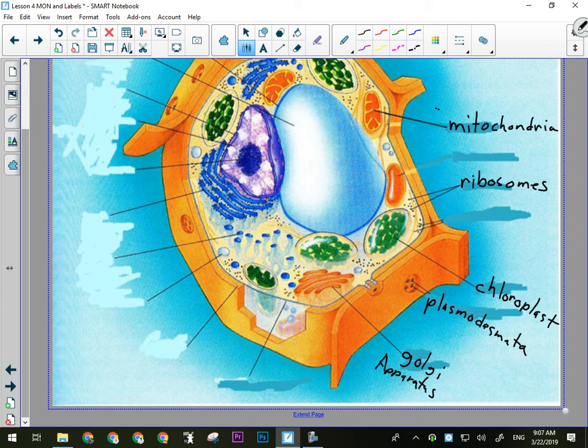That vesicle will leave from the other side, the trans face or the shipping side of the Golgi apparatus, and it'll move towards the membrane. Since that vesicle is made of exactly the same material as the membrane, once they hit, they just merge. They merge, and essentially the vesicle pops, and the material goes out. All right, everyone kind of follow me there?